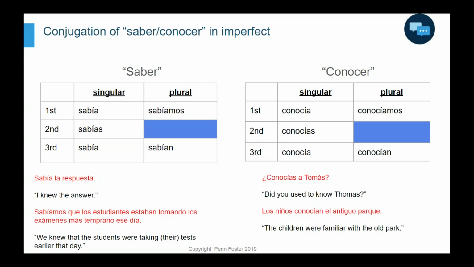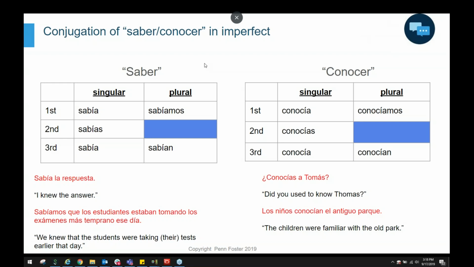Moving over to conocer, you see similar endings on conocer as you do with saber. So conocía, conocías, conocía, conocíamos, and conocían. So conocías a Tomás. Did you used to know Thomas? Or los niños conocían el antiguo parque. The children were familiar with the old park. Again, we're using conocer with these two sentences on the right due to familiarity.